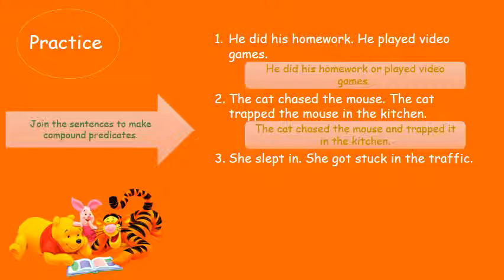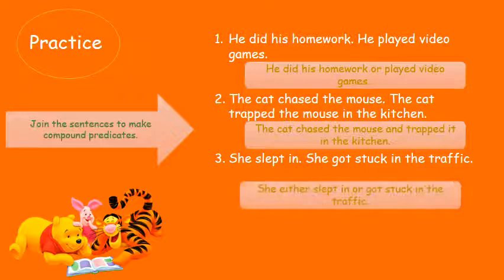Number 3, the last one. She slept in. She got stuck in the traffic. So what happened with her? She either slept in or got stuck in the traffic. Notice that I used either or here, the correlative conjunction. So I write either before the first verb, then I write or before the second predicate or before the second verb. So she either slept in or got stuck in the traffic.